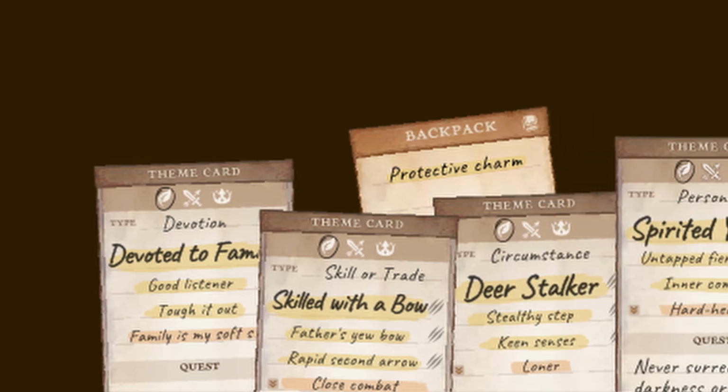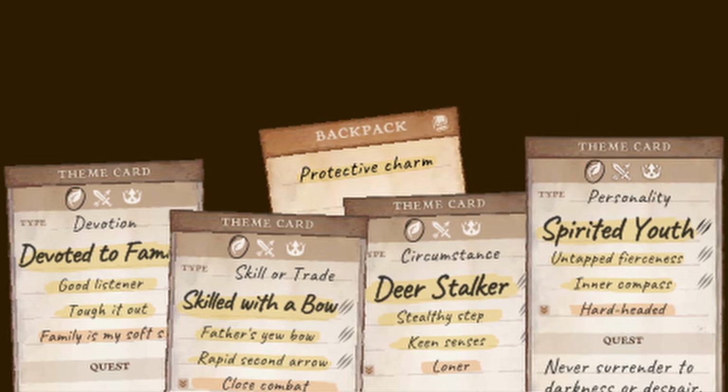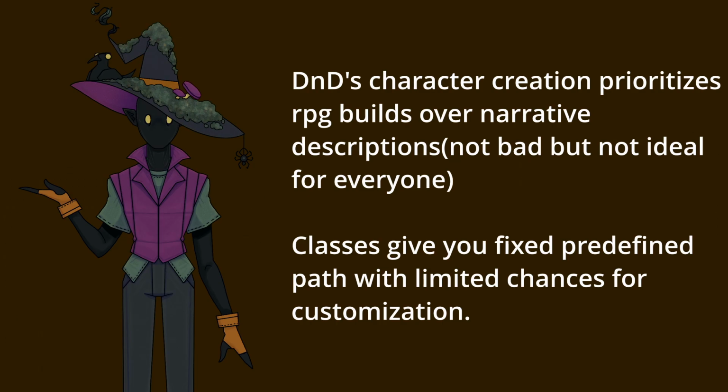I have an example right here. So this person is devoted to their family, they are skilled with a bow, they work as a deer stalker, and they have a spirited personality. That does a lot more to illustrate who this character is beyond being an RPG build. How do you describe your character in D&D? Oh, I'm a battle master fighter human, right? That is so impersonal. And I think that backgrounds don't do enough to illustrate that. And they take up so little of your sheet, you can forget about it.